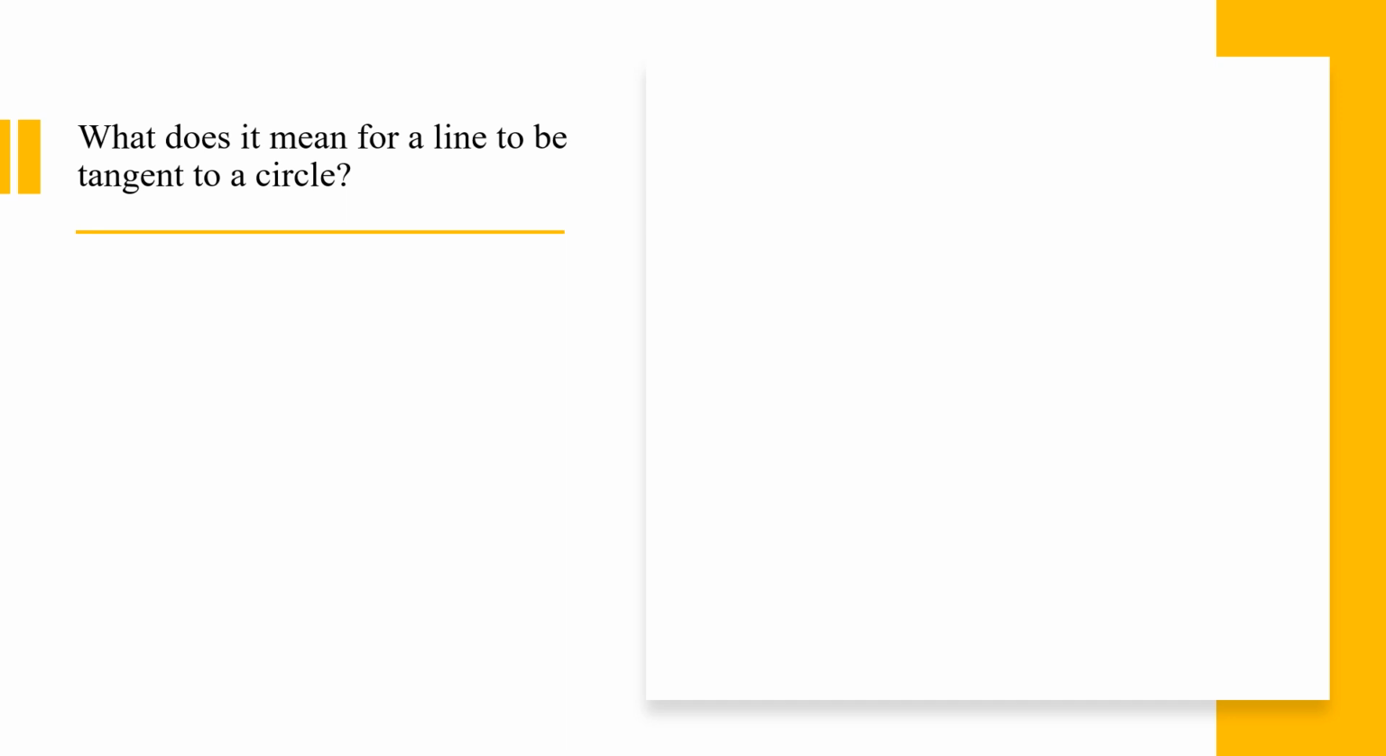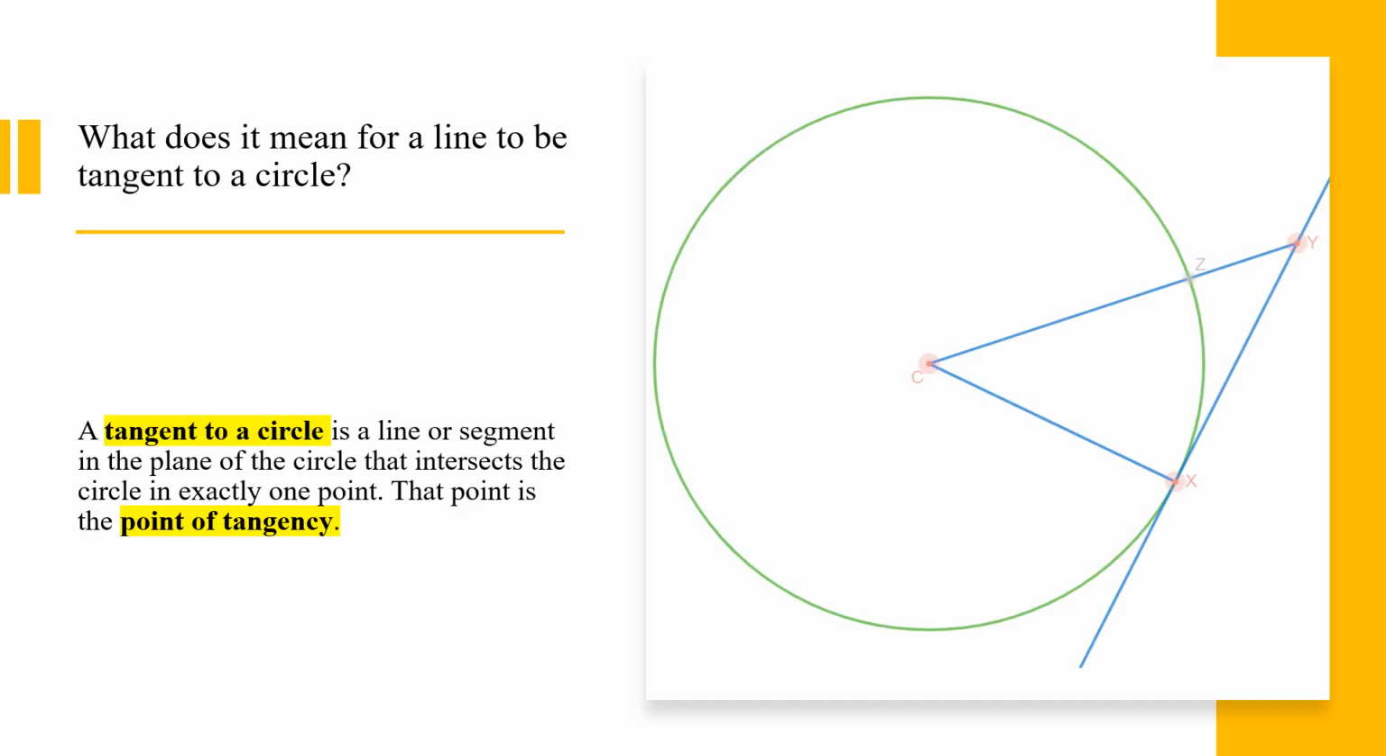And by that, we mean something very simple. Let's imagine that we have a circle. In this case, it's the green circle, circle C. And we have a segment XY that only touches the circle at exactly one point, point X. We give that segment a special name. We say that it is tangent to the circle simply because it only touches the circle at one point, that point being called the point of tangency.